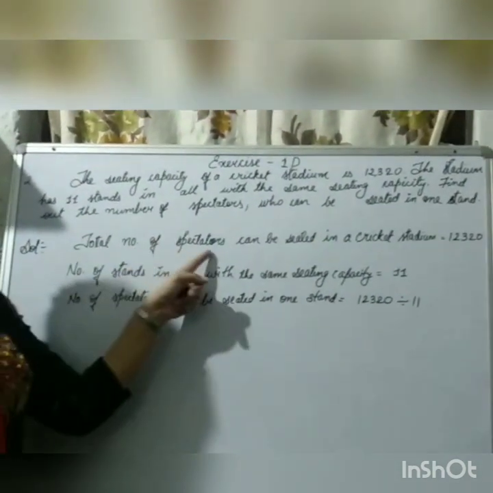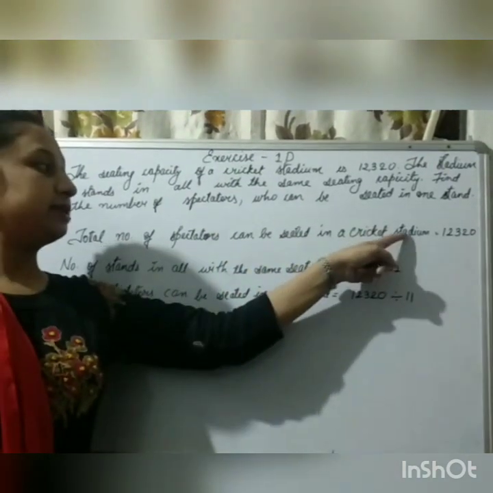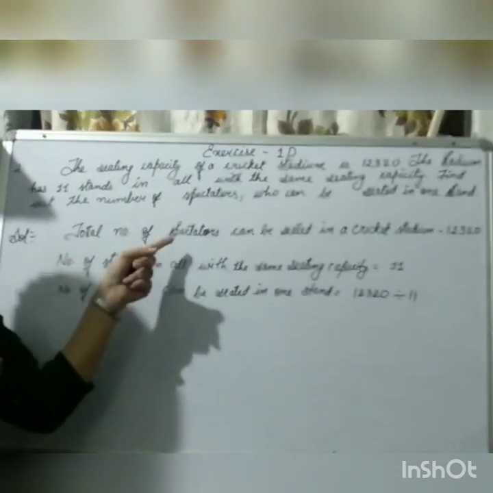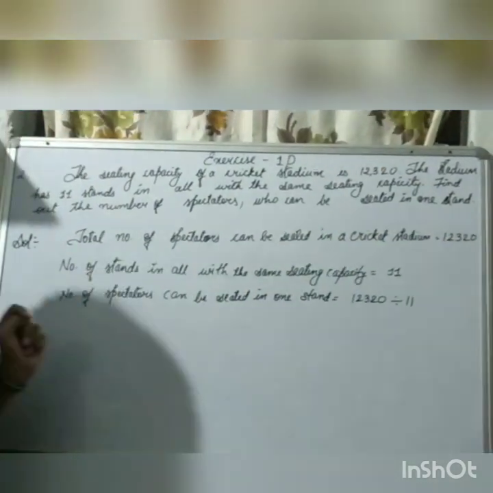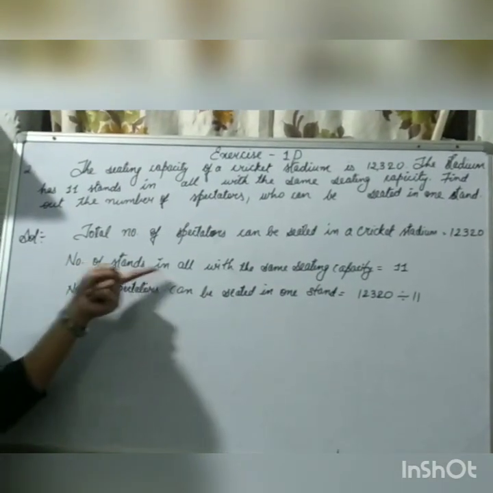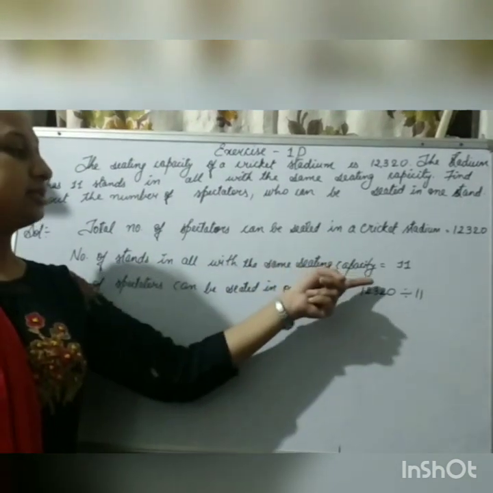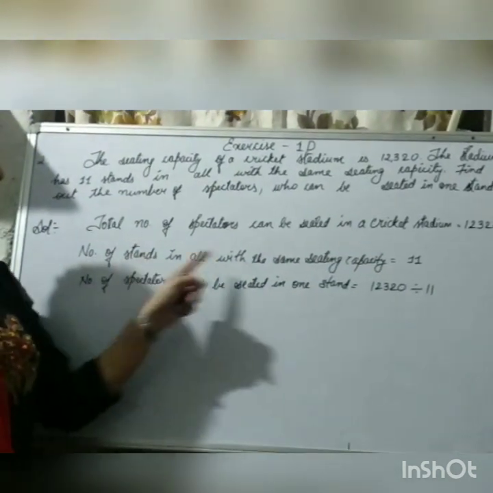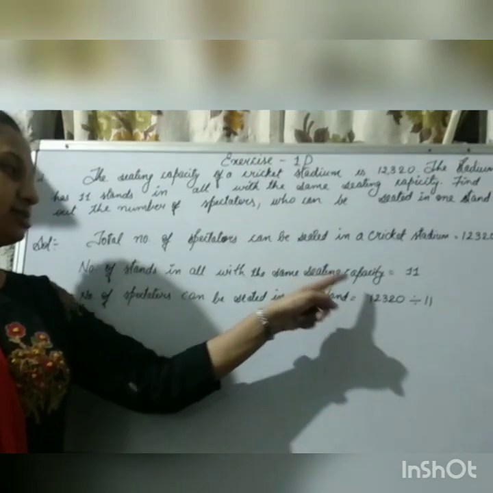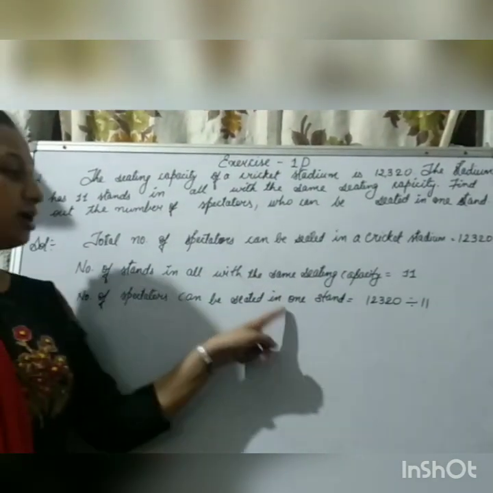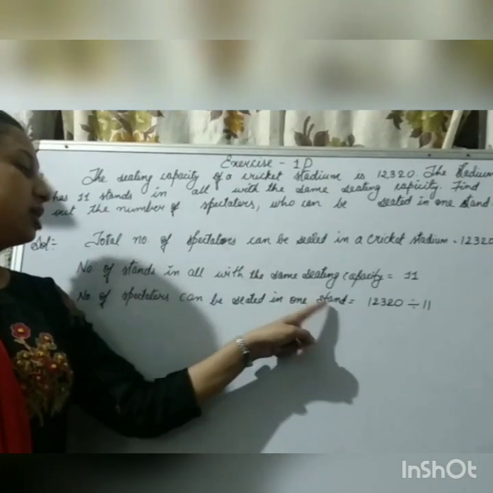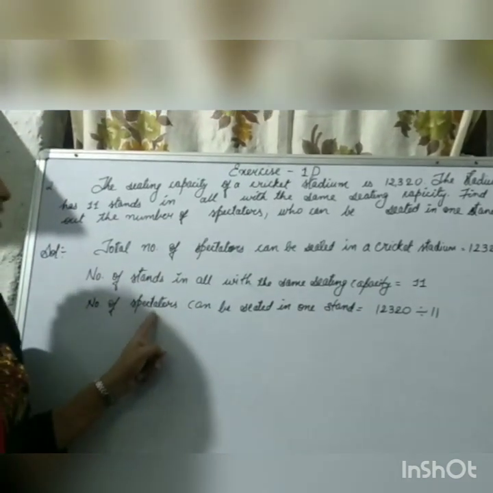Total number of spectators that can be seated in a cricket stadium. That means how many spectators can be seated in the stadium? 12,320. Now the number of stands in all with the same sitting capacity. That means how many stands are there in this cricket stadium? 11. Then the number of spectators that can be seated in one stand. That means in one stand how many spectators can be seated?